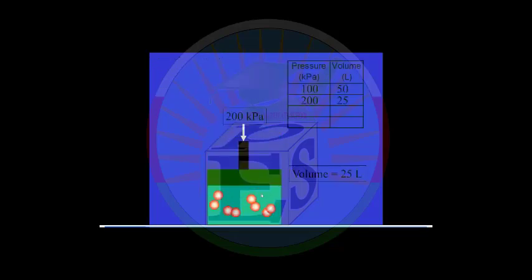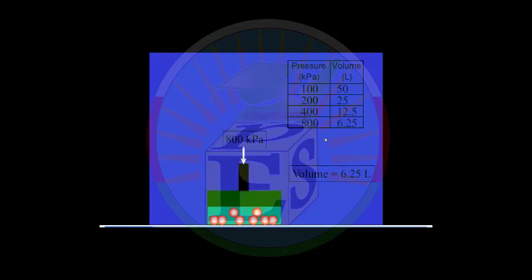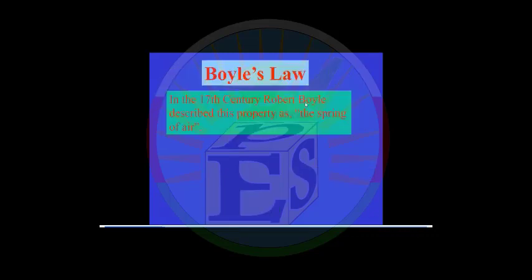In this investigation, we use a cylinder and piston. This is a movable piston, and we change the pressure and measure the volume and record it in this table. With increasing pressure, the volume decreased. What is the mathematical relationship between P and V? P multiplied by V equals a constant, because if we multiply P and V, I will have the same result, 5,000. So this is Boyle's Law.